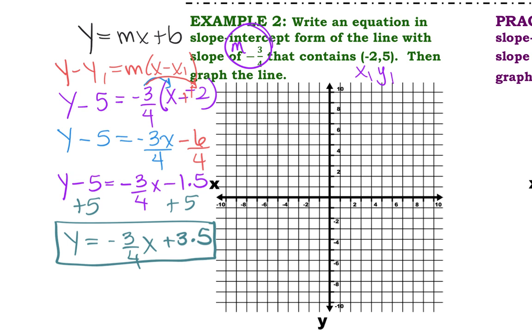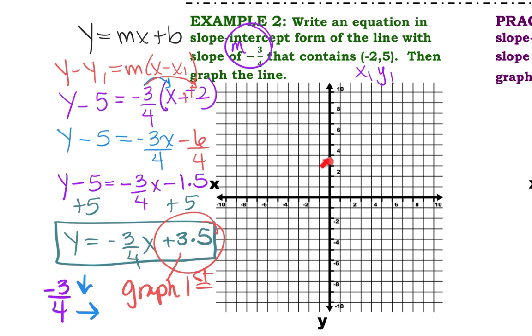Here's your slope-intercept form. How do we graph this? What do we graph first? The y-intercept. So I'm going to graph this first. I'm going to just write a note here. Graph first. All right. So positive 3.5 would be about right here. And from that point, we need to give it a slope of negative 3/4. If my slope is negative 3/4, what direction am I going? Down 3 and then? Right 4.